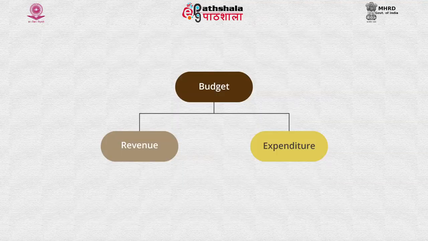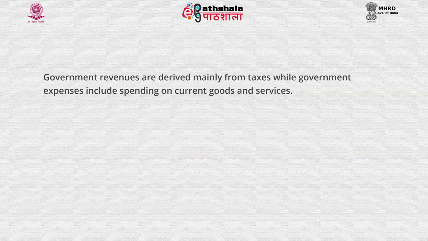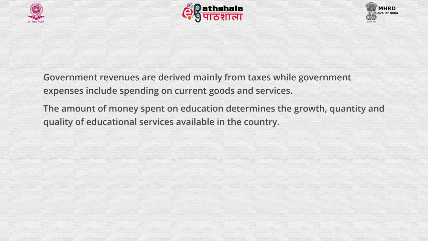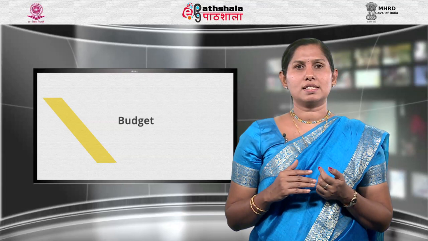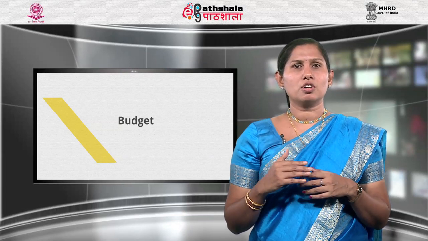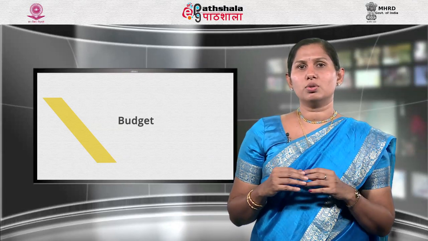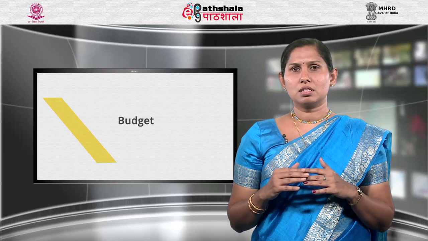The two basic elements of any budget are the revenue and the expenditure. Government revenues are derived mainly from taxes, while government expenses include spending on current goods and services. The amount of money spent on education determines the growth, quantity and quality of educational services available in the country. For example, in India, with the introduction of five-year plans, the growth achieved in the educational sector is tremendous.